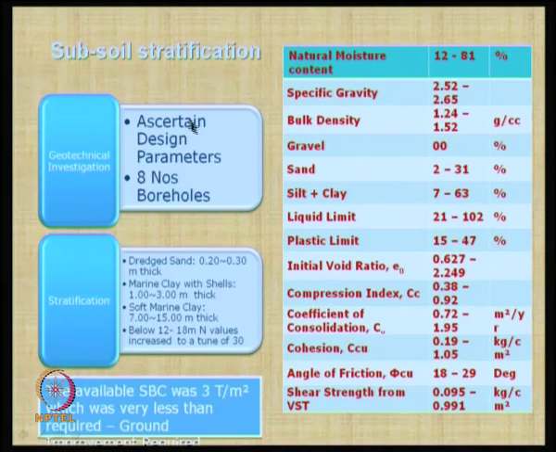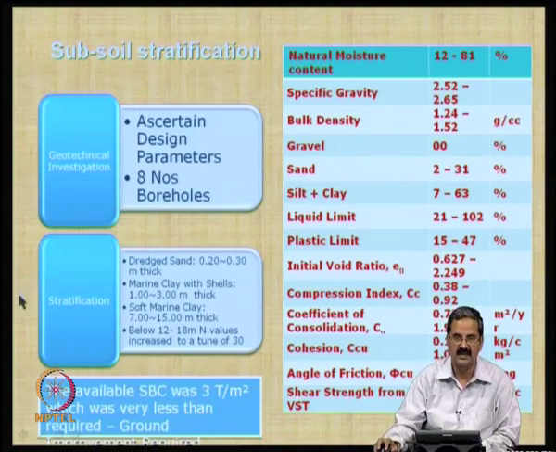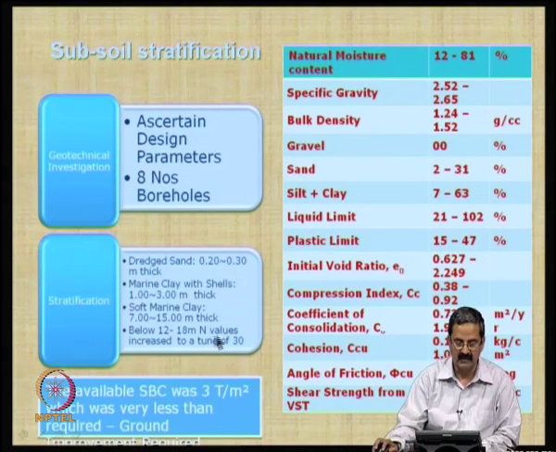So, the way they did it was that they had design parameters to ascertain the soil conditions. Eight boreholes were made, and you can see the stratification: a dredged sand at the top layers, marine clay 1 to 3 meters, soft soil 7 to 15 meters, and below that the N value is reasonably okay. The available bearing capacity was about 3 ton per meter square, which was less than the required value.